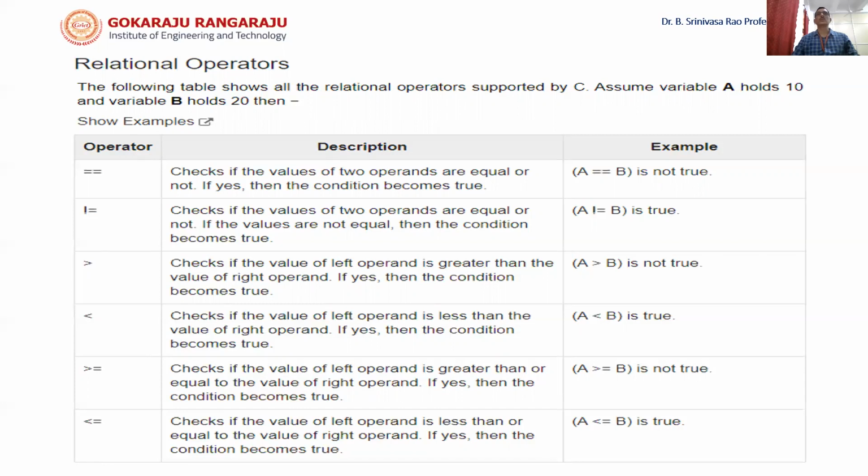Equal to: here two assignment symbols are kept one after another, and this combined is treated as the equal to symbol. If A is equal to B, there are two options: either it may be true or it may be not true. Similarly, not equal to, greater than, less than, greater than or equal to, less than or equal to. So these are all known as relational operators.